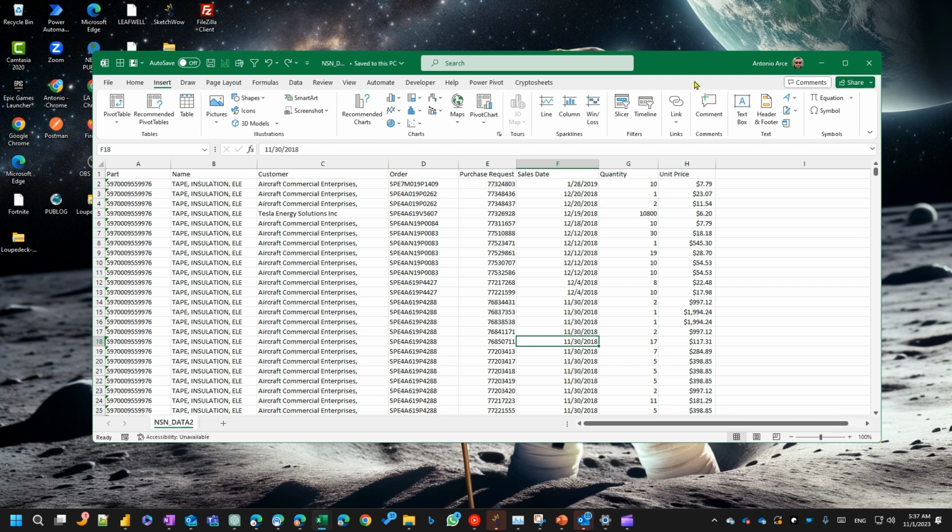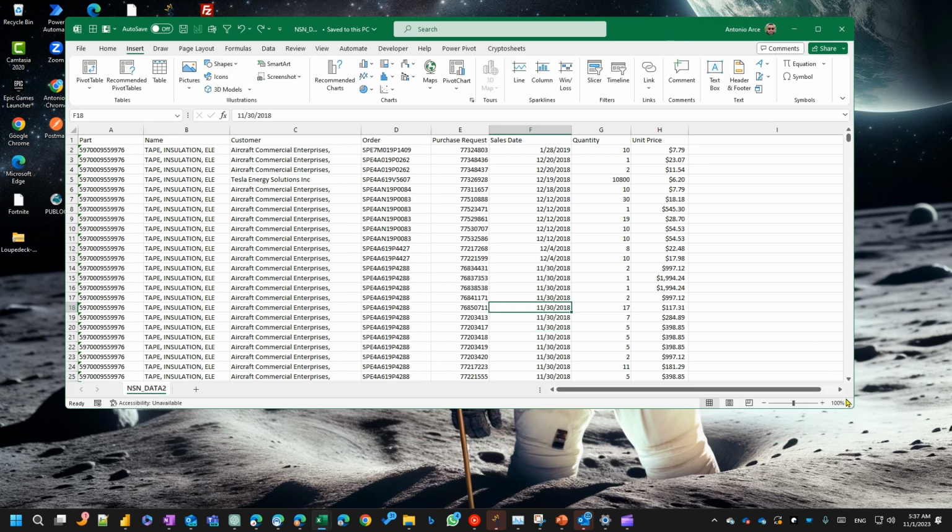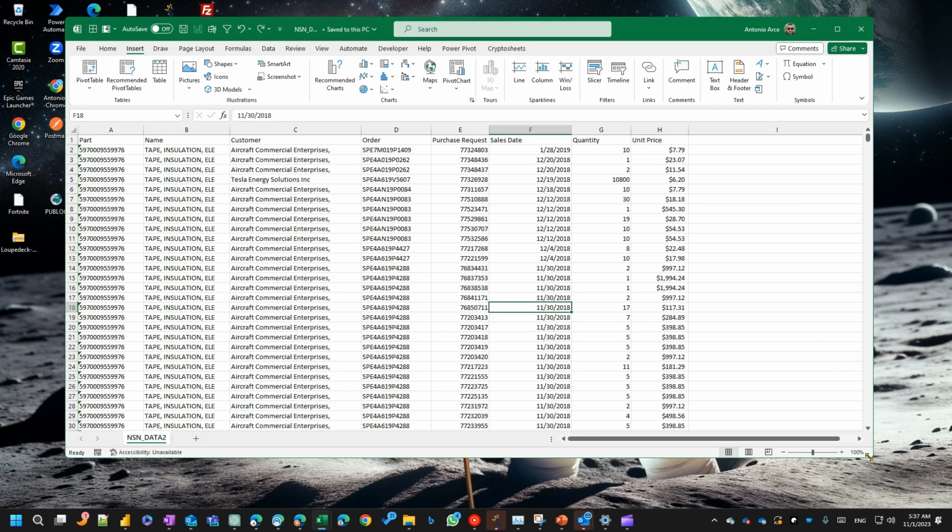So let's say I have this data. It could be from your sales data, it could be from customer data, whatever data you got from sales. In this case, it's narrowed down to one part number. It has the name, the customers to which we have sold it, the sales order number, the purchase request, the sales date, the quantity, and the unit price. So we're going to feed this data to ChatGPT and have it create an elasticity model for us.